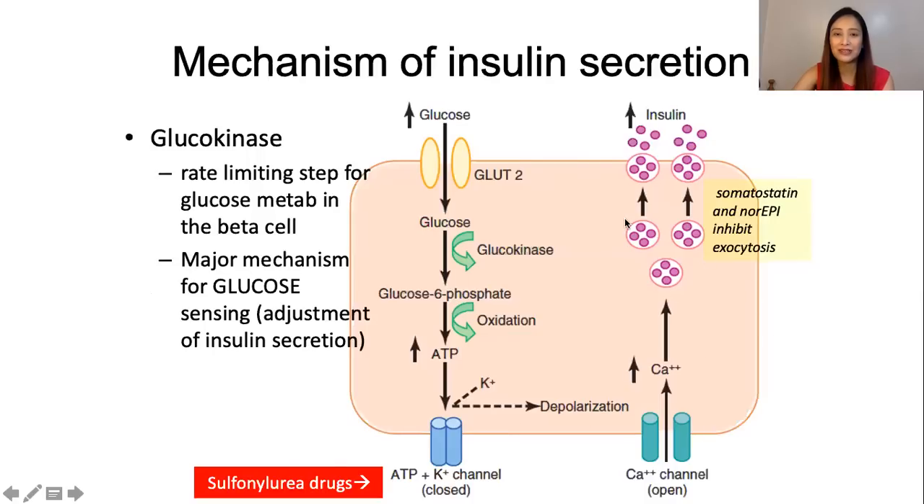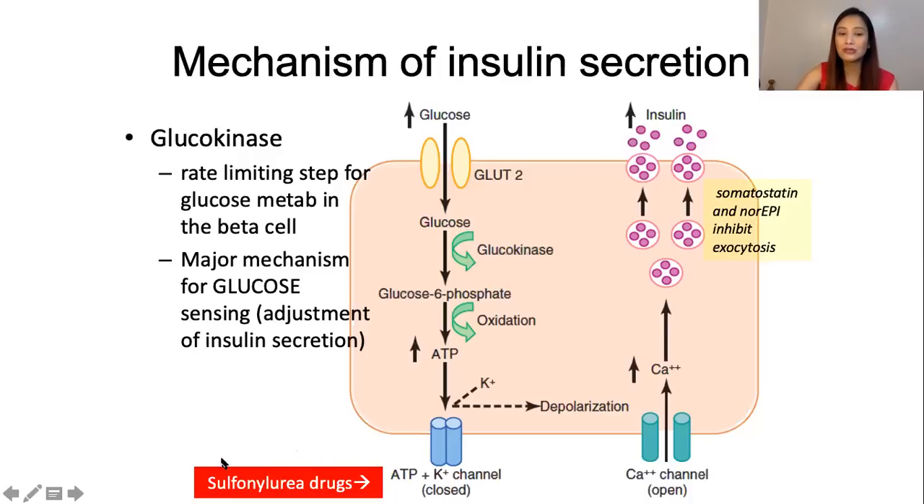So when there is an increase in glucose, the glucose enters your pancreatic beta cell through your glucose 2 transporter. Remember that the glucose 2 transporter is frequently asked during exams. Your glucose 2 transporter facilitates the entry of glucose into your pancreatic beta cell, and your glucose is converted by your glucokinase into glucose 6-phosphate. And your glucose 6-phosphate is eventually oxidized, and this results in production of ATP. Remember this from your biochem.